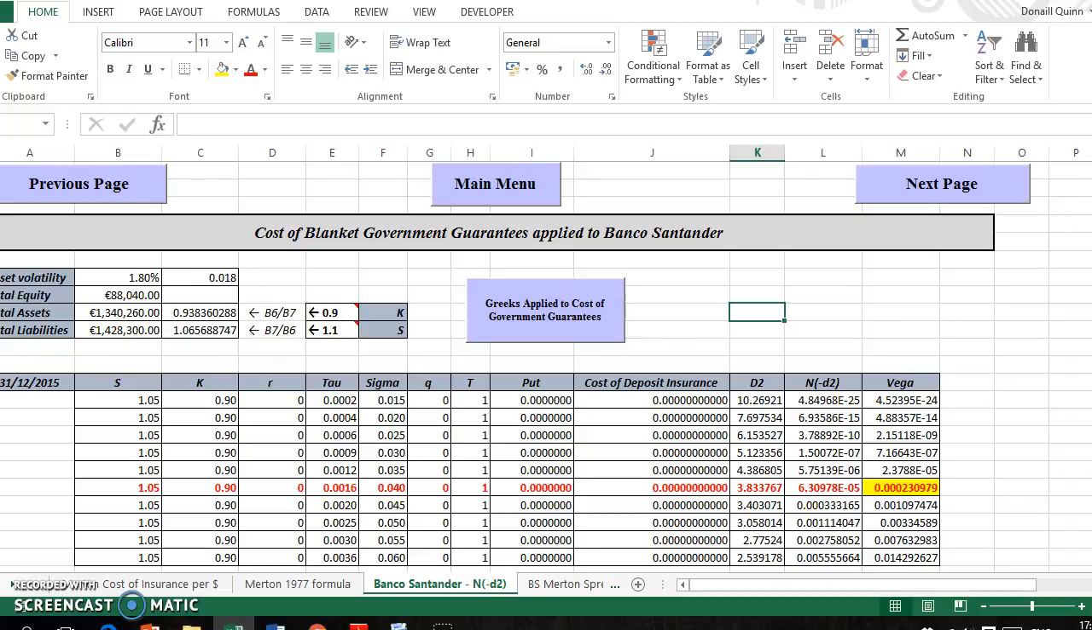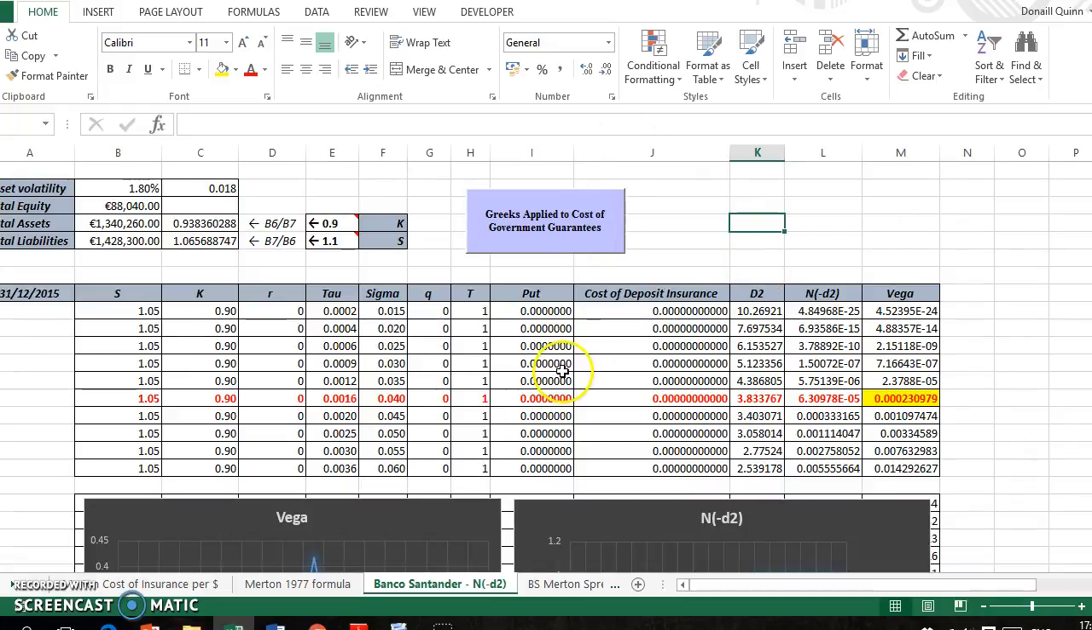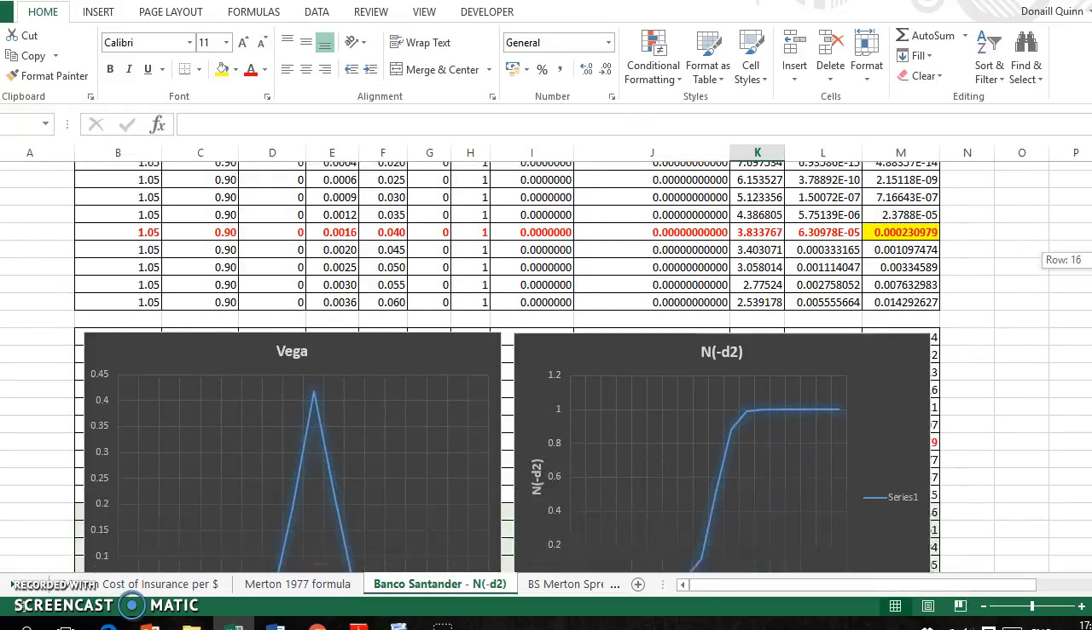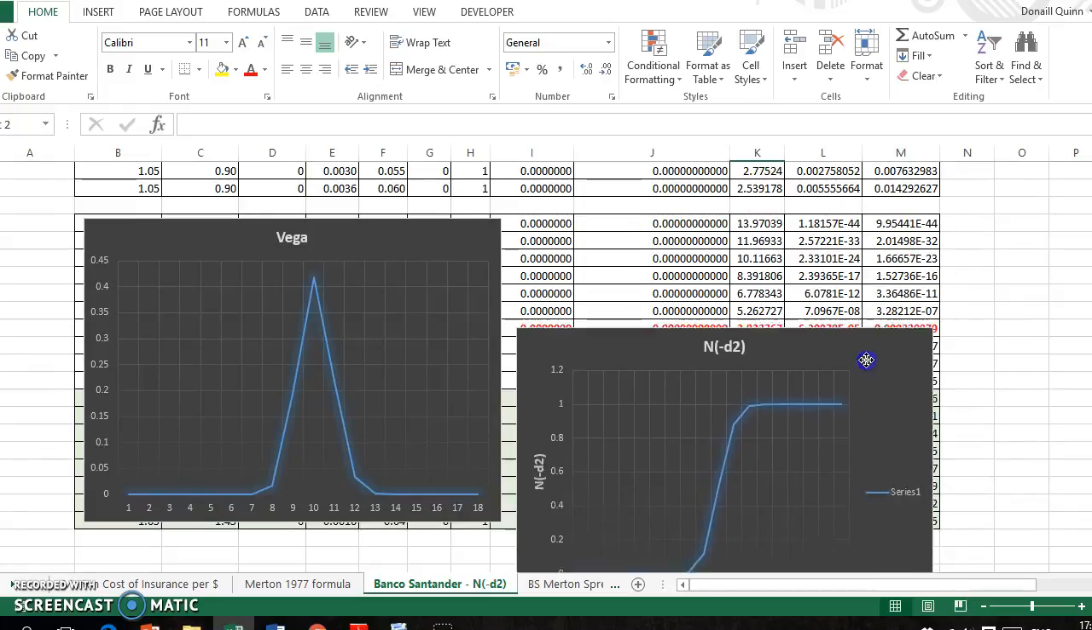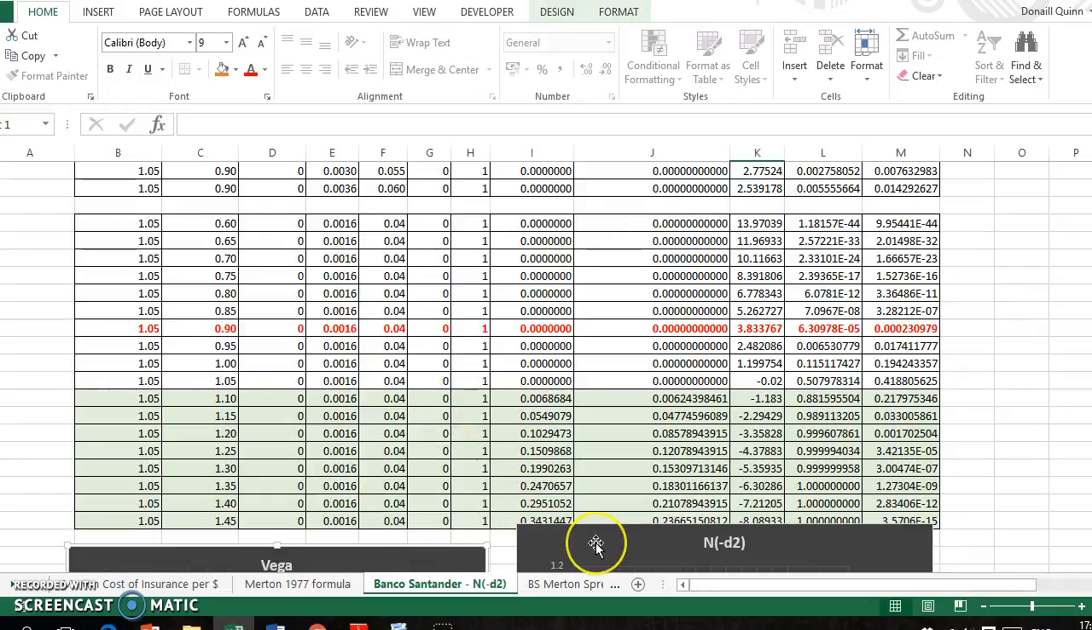Now, I applied the following steps to Banco Santander, where I derived the S and K values from the total liabilities and total assets. So I divided this cell by the other to give me a percentage of the other. So similarly to the previous part, I put in the parameters in order to get the cost of deposit insurance, and as you can see, the put and cost of deposit insurance are 0. But if I go down here, you can see they start going positive.